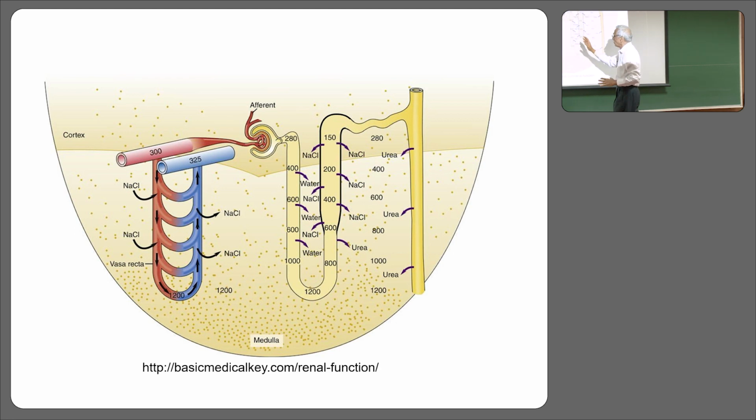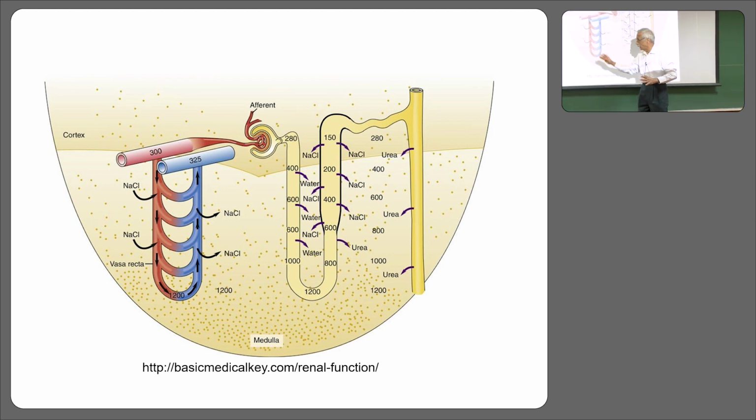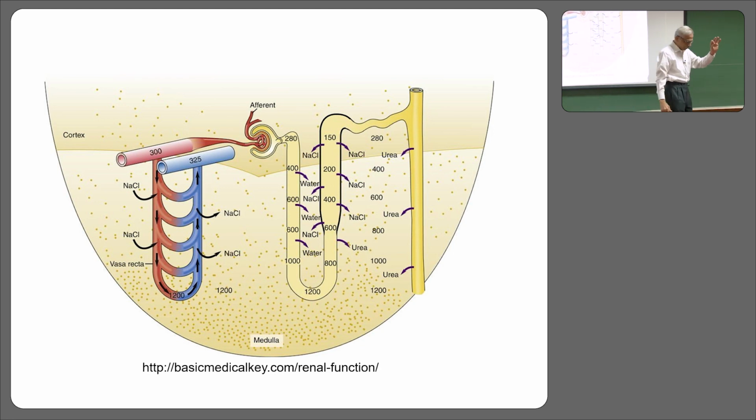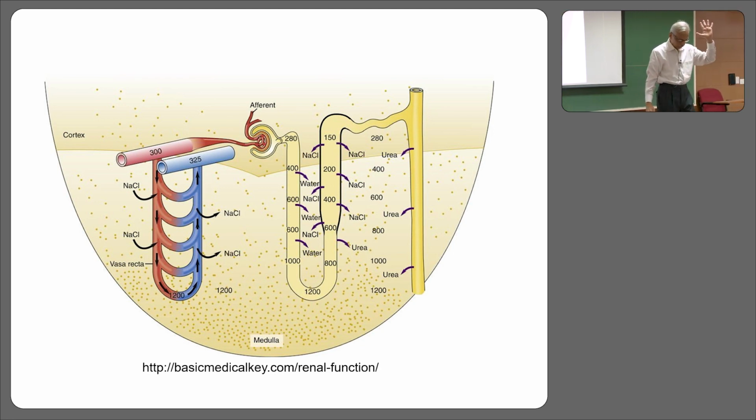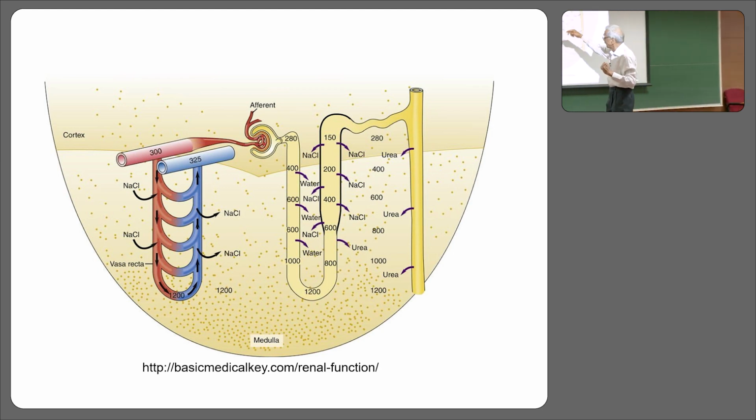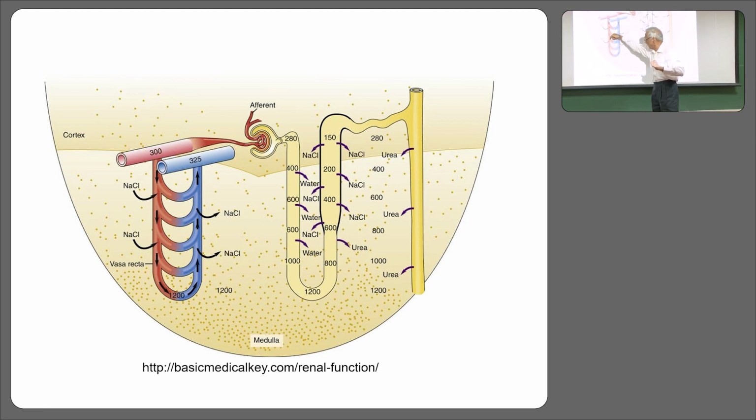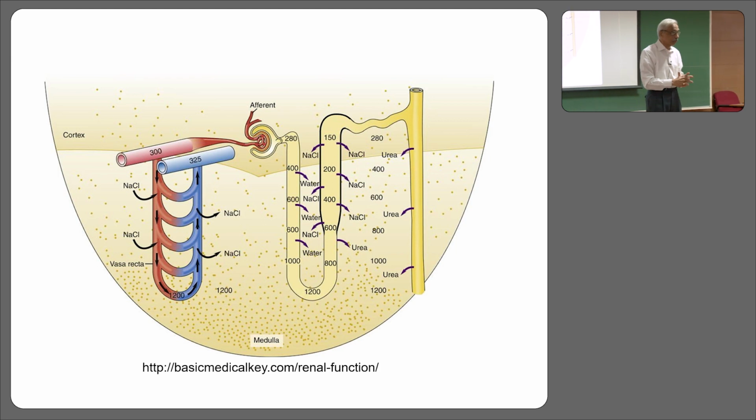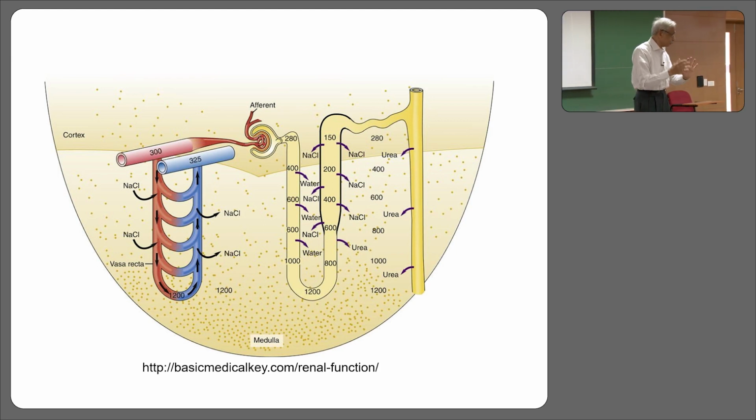Now, let us talk about what happens when the blood, so what is this? What is this red one? It is a branch of the peritubular capillary. Good. What is it? It is bringing oxygenated blood. Good. What is it doing? It is sending a capillary down deep into the medulla, into that part of the medulla where the osmolarity of the fluid is 1200 milliosmoles.